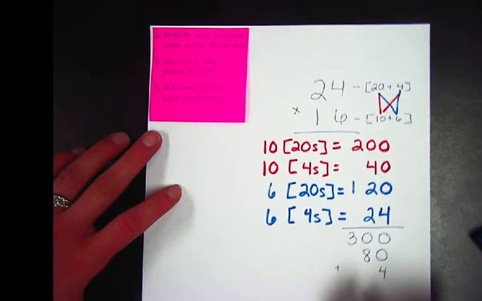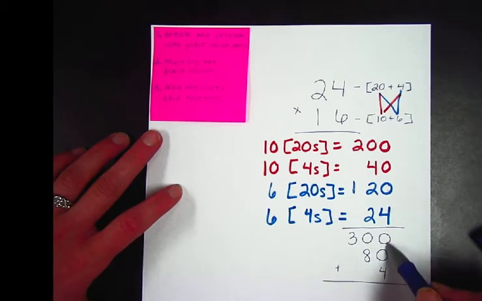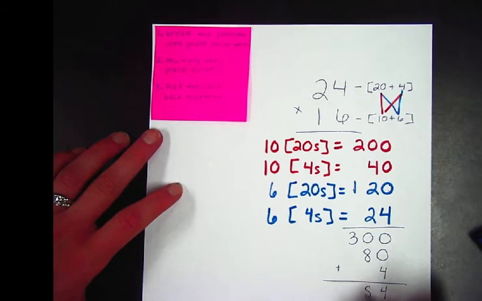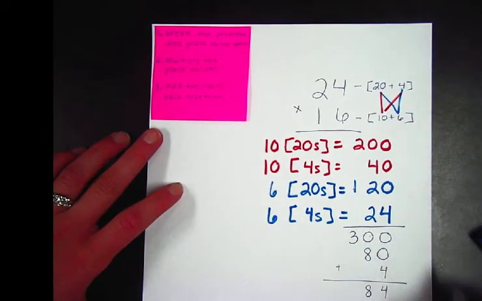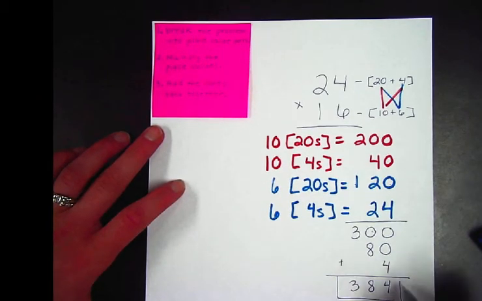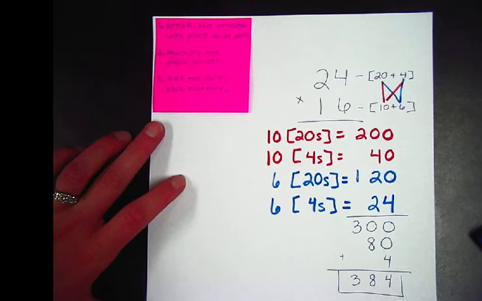Now we're going to add all of these together to get our final answer. 0 plus 0 plus 4 is 4 ones. 0 tens plus 8 tens is just 8 tens. And finally we have 3 hundreds. So our answer to 24 times 16 is going to be 384.